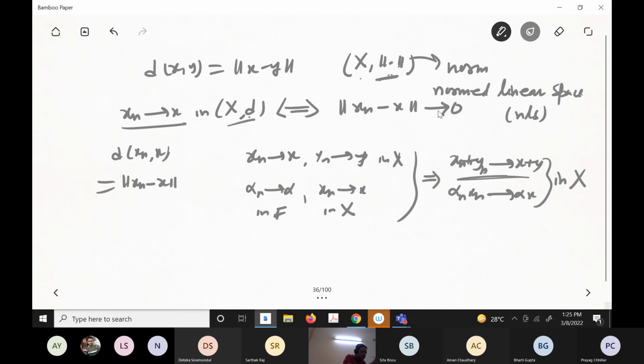So actually it is a topological linear space. This is probably the finest example of a topological linear space, the easiest to handle, like a metric space among all topological spaces. So you have this normed linear space.